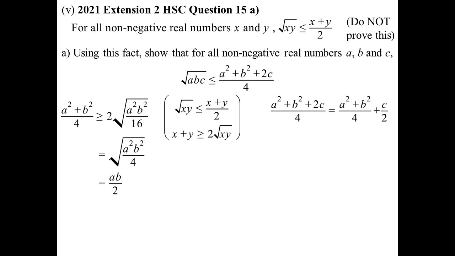Okay, but we don't have that, we have this. But that is the same as those 2 things added together. Therefore it must be greater than or equal to that, because I know the a squared plus b squared part was greater than or equal to ab on 2. And if we add the same amount to both sides, inequality preserved.